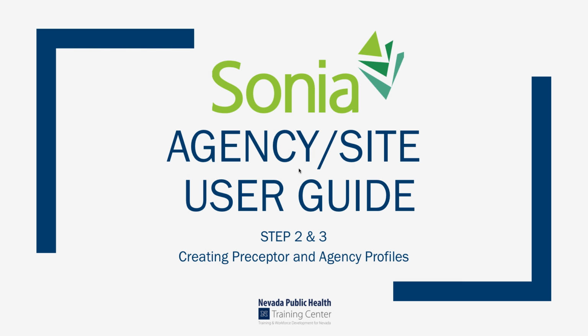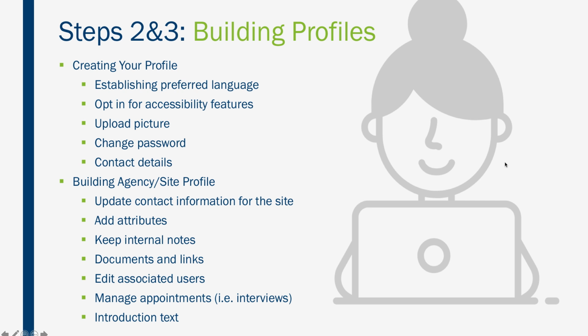Today we're going to cover steps 2 and 3, which is creating preceptor and agency profiles. So let's get started. We're going to cover building your personal profile, which might be changing languages, uploading your profile photo, or changing your contact details. And then we're going to talk a little bit about building your agency or your site profile, which is a little bit more detail about the agency, certain associated users that also take on students within your agency, even managing appointments, maybe uploading some introduction text for students so they understand what your agency is all about, keeping internal notes, and much, much more. So let's show you what that actually looks like.